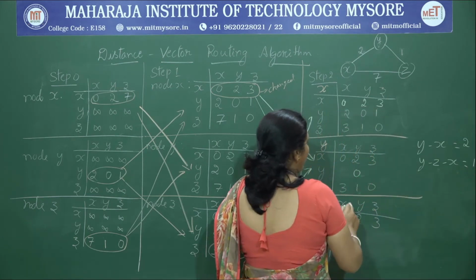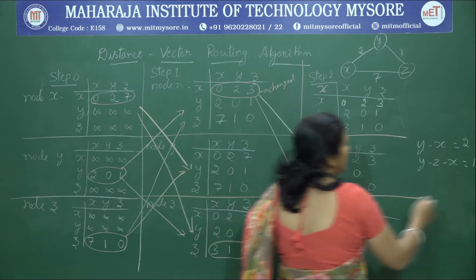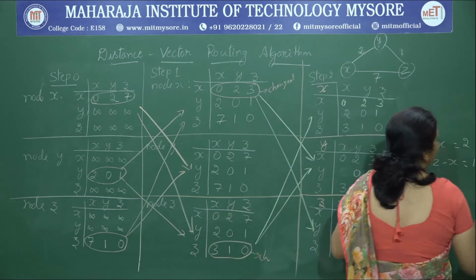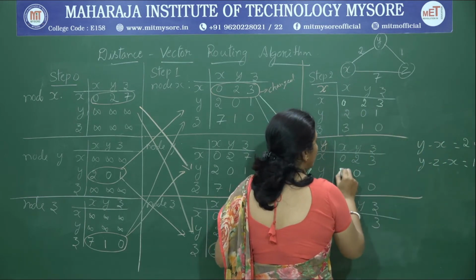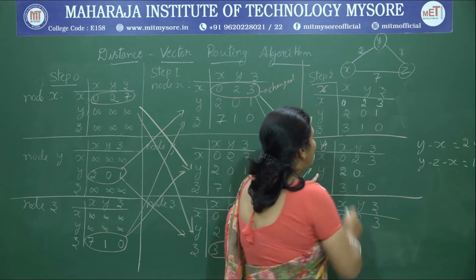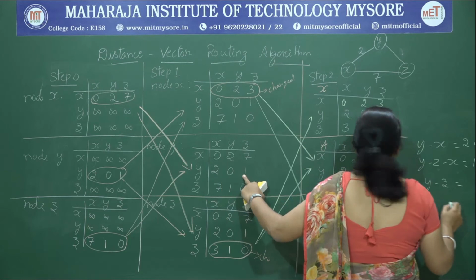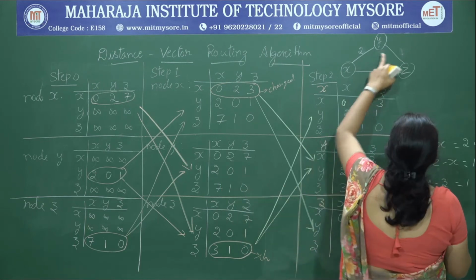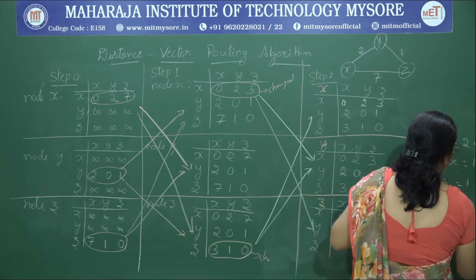From z to x it is 3, value is 4, which is minimum, it is 2. So, y to x is 2, right. From y to z we have 1. Is there any other path? Y to x and x to z is the other path which we can have.